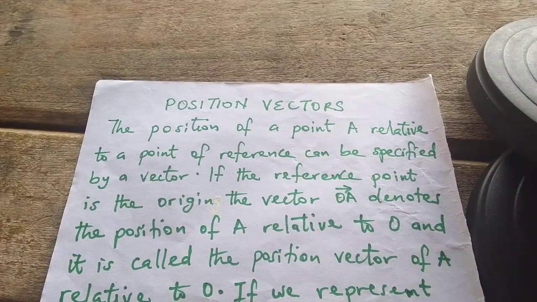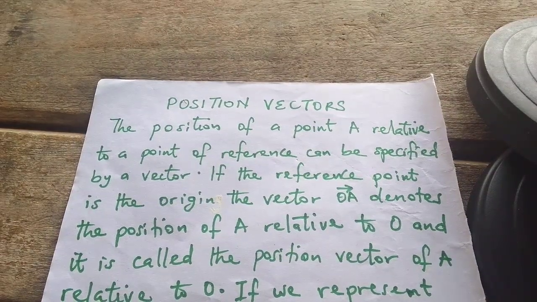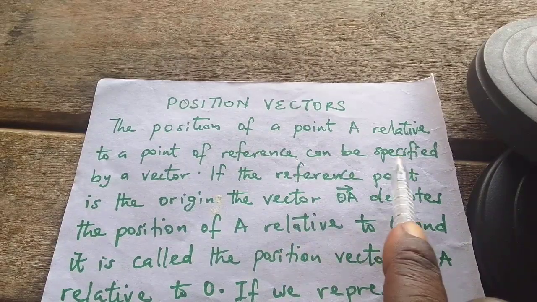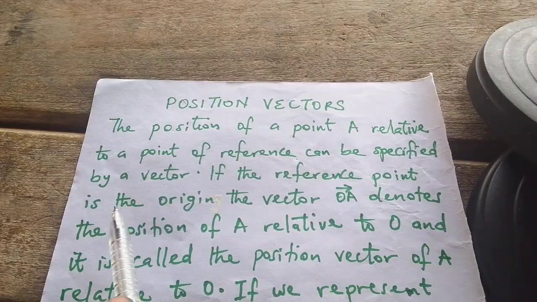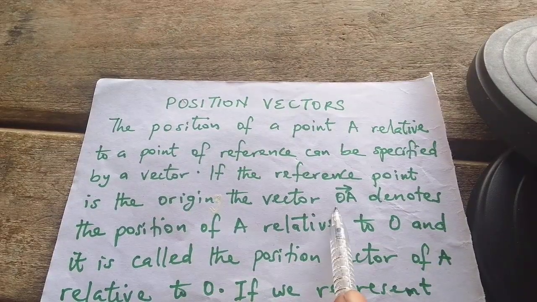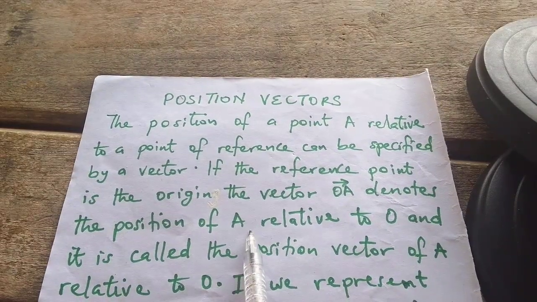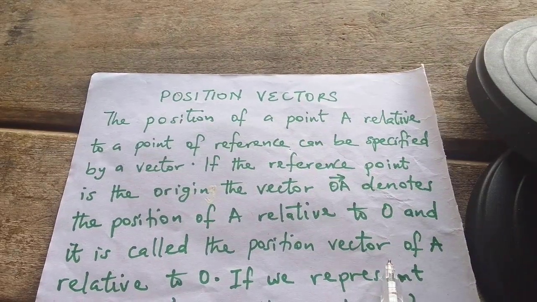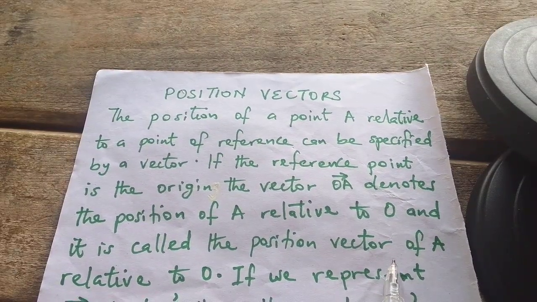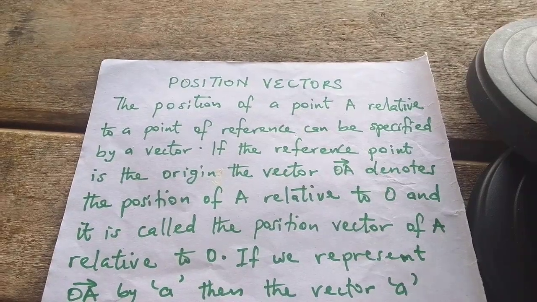Position vectors. The position of a point A relative to a reference can be specified by a vector. If the reference point is the origin, the vector OA denotes the position of A relative to O, and it is called the position vector of A relative to O.